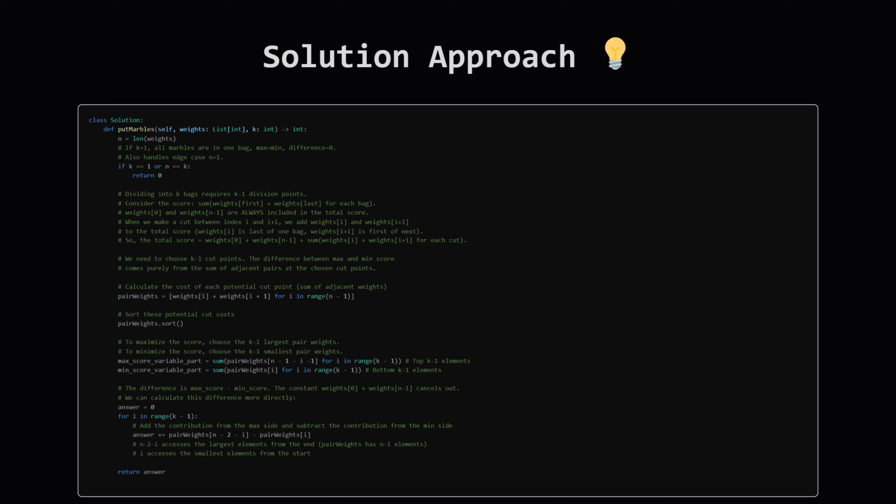So the strategy is, calculate all possible adjacent pair sums, weights[i] plus weights[i+1], sort them, and then find the sum of the largest k-1 pair sums and the sum of the smallest k-1 pair sums. The difference between these two sums is our answer. The weights[0] plus weights[n-1] part cancels out. The dominant cost here is sorting the pair weights, making it O(n log n).